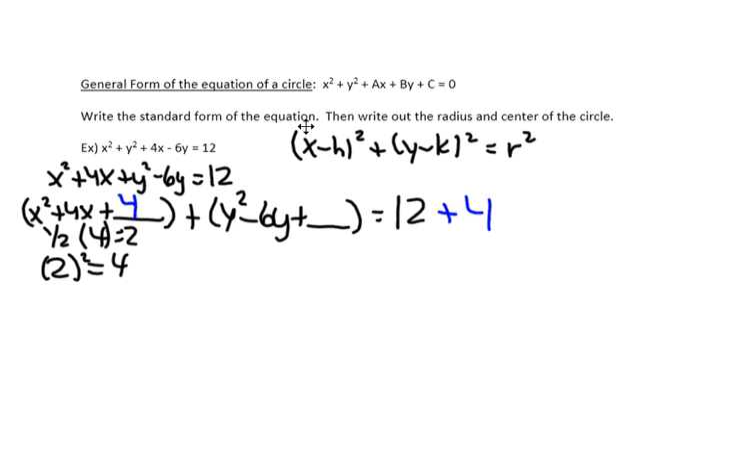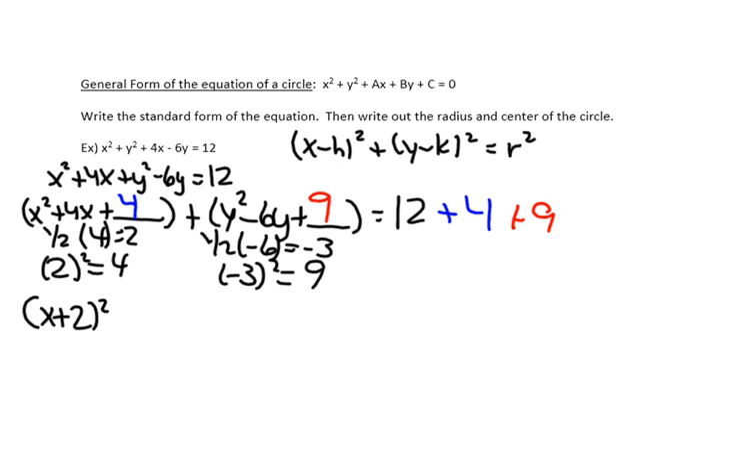Now, half of negative 6, that's negative 3. And then I'll take negative 3 and square it. That's 9. So I'm going to add 9 and add 9. Now, remember how I do this. Well, x squared plus 4x plus 4 can be factored as (x plus 2) squared plus (y minus 3) squared, and that's equal to 25. Now remember, with a positive 2, that's the first step of completing the square. And that negative 3, the first step in completing the square.